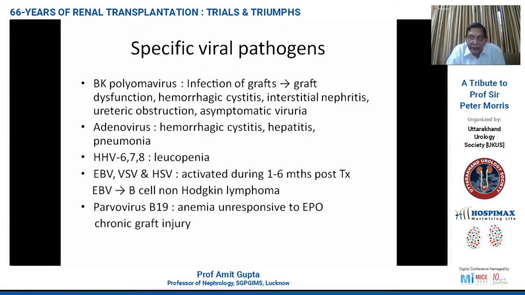Specific viral pathogens include BK polyomavirus, adenoviruses, Epstein-Barr virus, and parvovirus. Parvovirus can lead to anemia, and therefore, if you have a transplant patient with unexplained anemia, look for parvovirus.